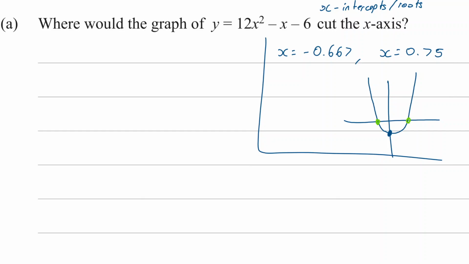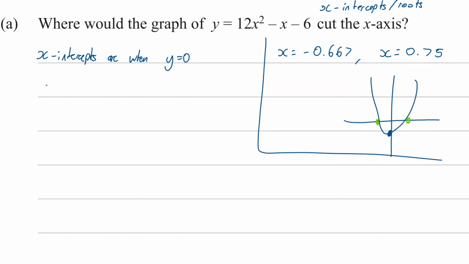So the x-intercepts are when y is equal to 0. That restricts us to the x-axis. If y could be 4, it would be these points here, which is not what we're looking for. We're looking for the x-intercepts. So we set y equal to 0. So we have 12x squared minus x minus 6 equals 0. And now we're just solving this quadratic equation for x, and those solutions will be the x-intercepts.